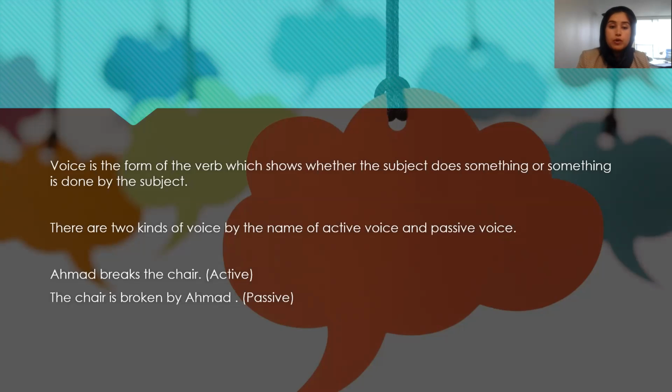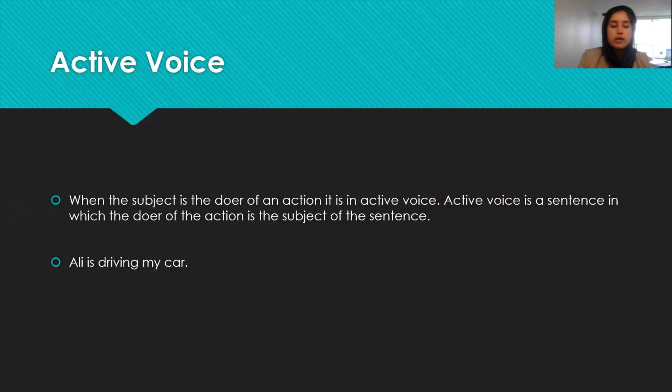There are two kinds of voice by the name of active voice and passive voice. Ahmad breaks the chair. It is active voice because the breaking of the chair is done by Ahmad. So Ahmad comes first, and Ahmad is more important here. So active voice. And then the passive voice is: the chair is broken by Ahmad. So the object comes first, and then Ahmad goes at the end, and the action is done by the subject. So that's why it's a passive voice.